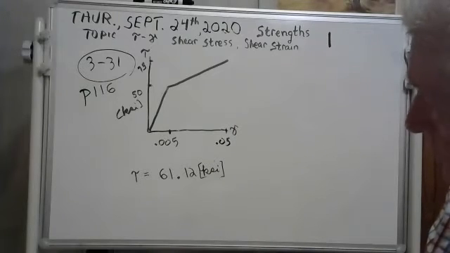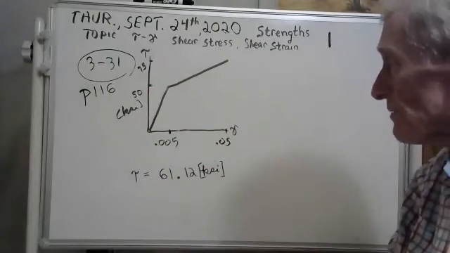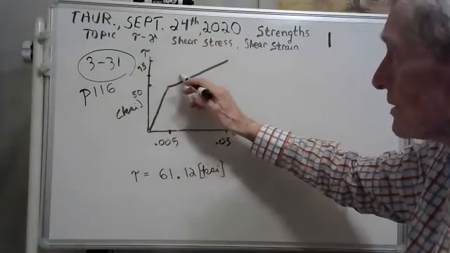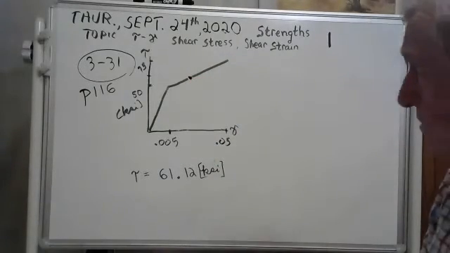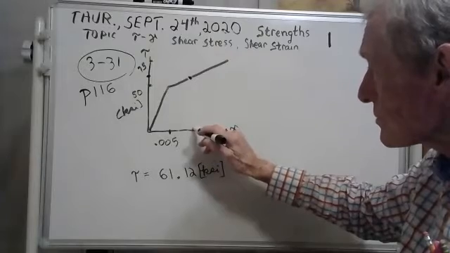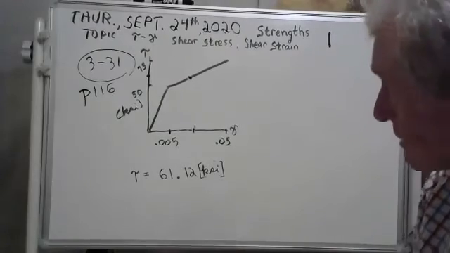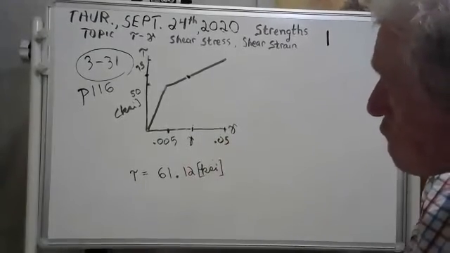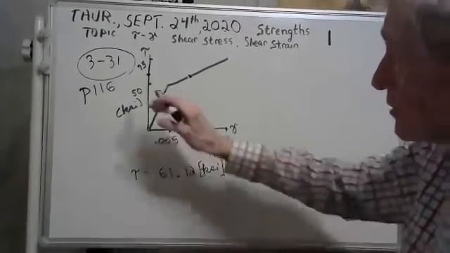Now what we have is 61.12 KSI. Well, that's kind of in between 50 and 75, isn't it? It's kind of maybe right about here. What we need to know to do this problem is what the strain is when the force is acting on it. Then we'll take the force off. But first, we've got to get this shear strain right here. We know it's between 0.005 and 0.05.